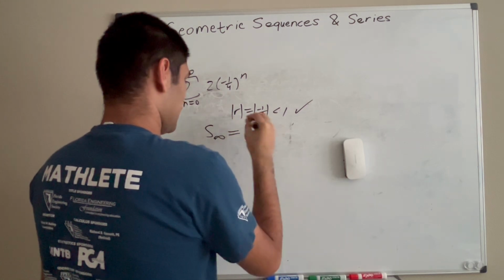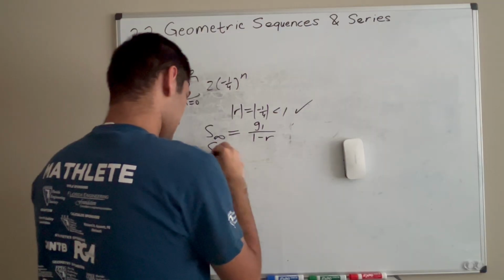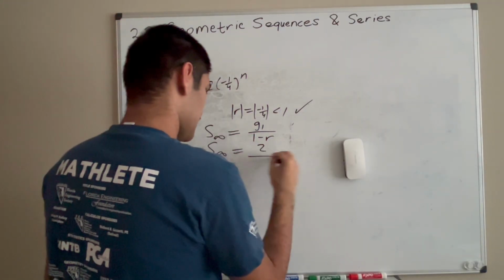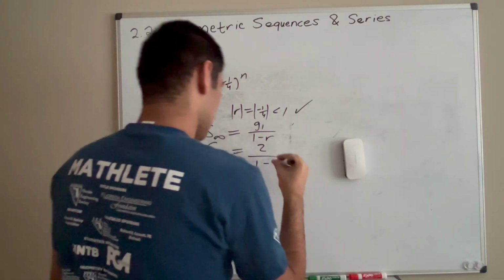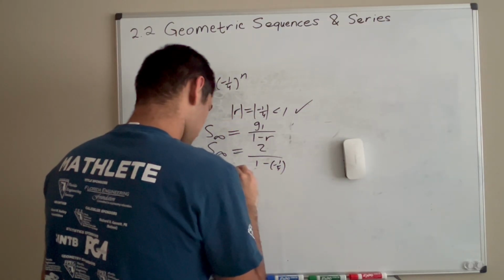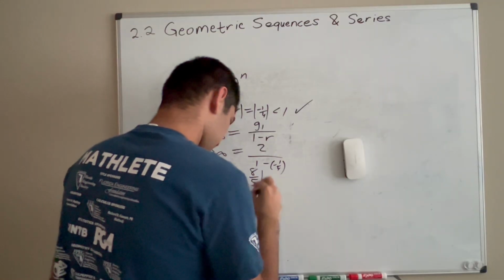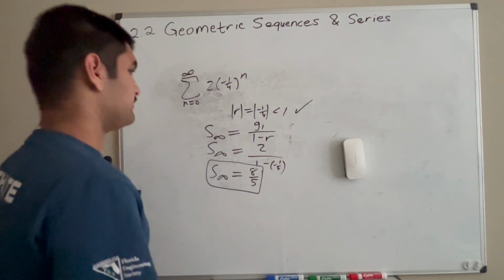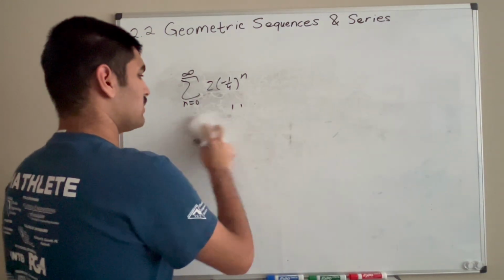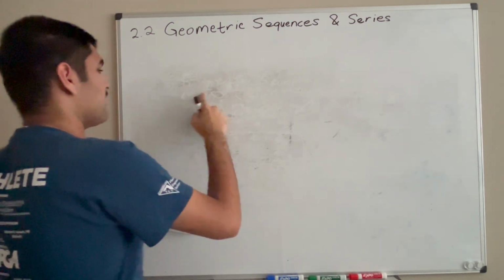So we can just apply the formula. S sub infinity is equal to the first term over 1 minus the common ratio. For the first term, if you put 0 into the expression, we just get 2. And then 1 minus the common ratio is 1 minus negative 1/4. If you evaluate this, you would get 8/5.